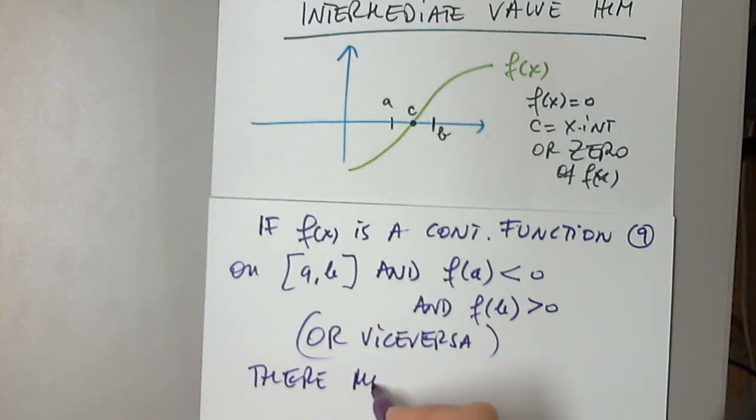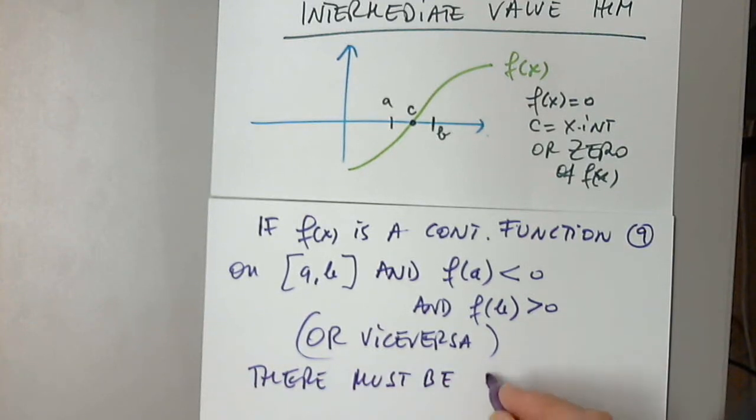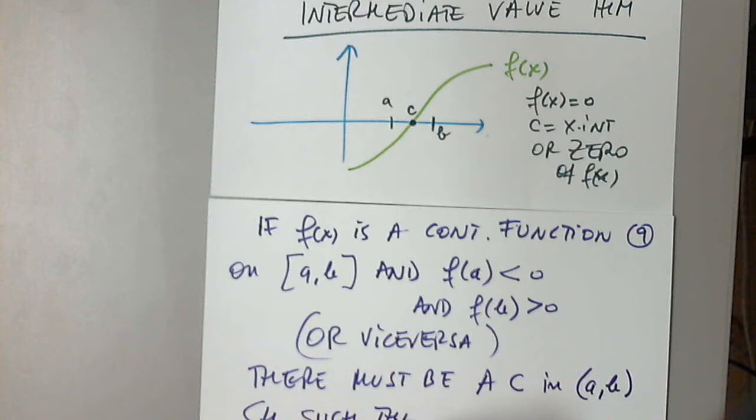There must be a c in the open interval a comma b such that, what? F of c equals 0. Of course, this is the intermediate value theorem. It's a version of it. It's the one that I personally care for. F of c is 0. No question about it. Notice one thing.